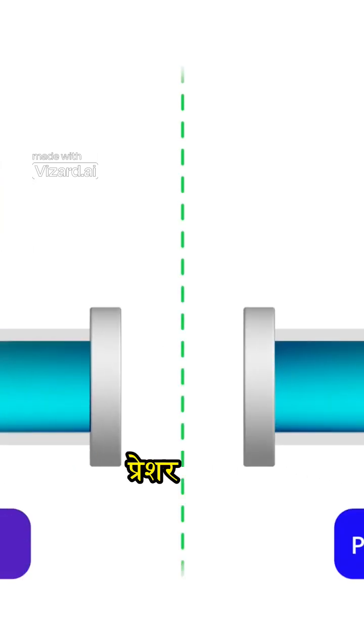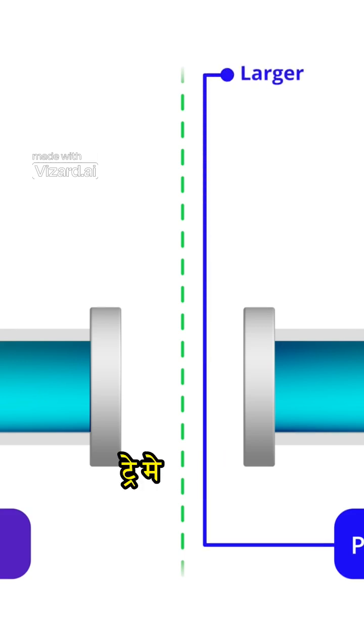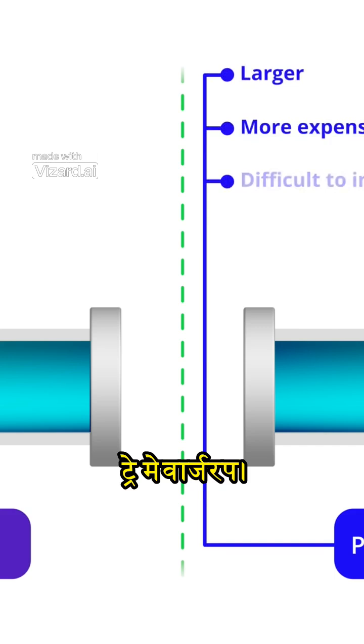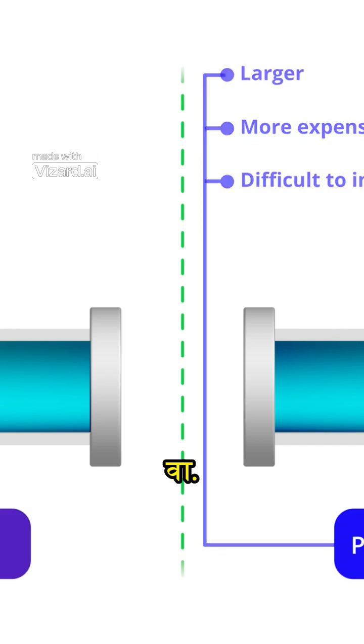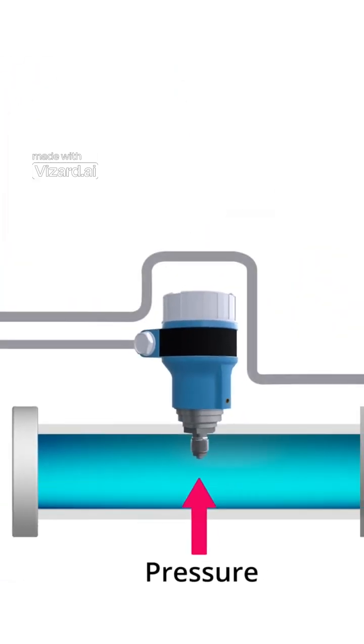Can a pressure transmitter be used to function as a pressure switch? The answer is absolutely yes. But is it really worth it? First of all, a pressure transmitter is larger, more expensive, and often more difficult to install. There are other deterrents as well. Let's illustrate with an example.